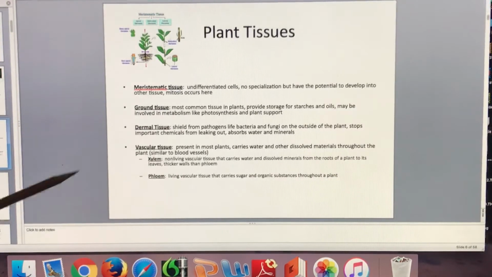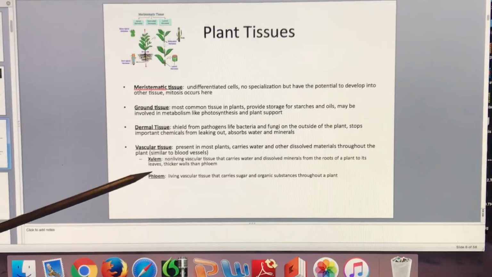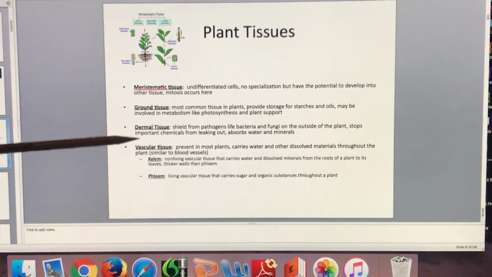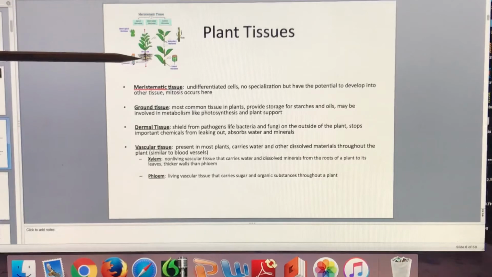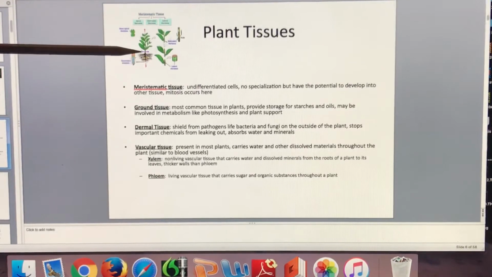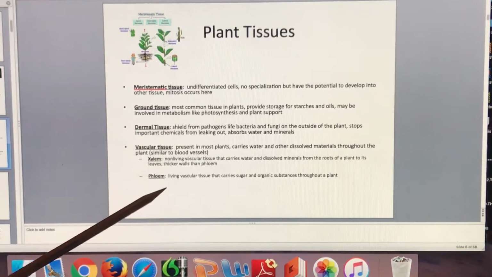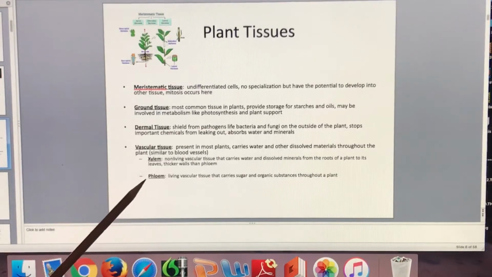When I was in biology class in high school, my teacher told me this little rhyme: "Xy to the sky," because the xylem tissue draws the water up from the bottom to the top of the plant. So you think of it going up to the sky. Whereas the phloem is a living vascular tissue that carries sugar and organic substances throughout a plant.